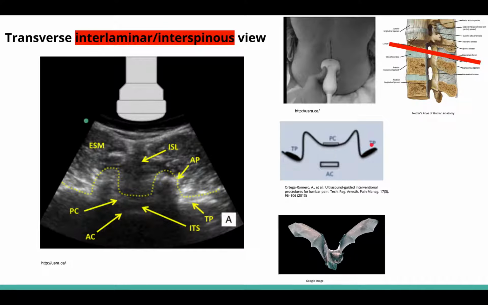Anterior complex, transverse process. One thing I want to point out though is if you have a hard time visualizing your posterior complex, you can use your transverse process as a guesstimate for your distance to your posterior complex or your ligamentum flavum as well. Articular process. So let's look at an image over here. Posterior complex, anterior complex, transverse process, articular process.